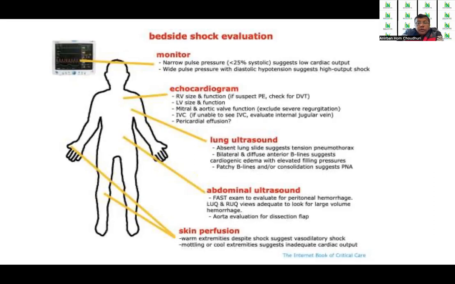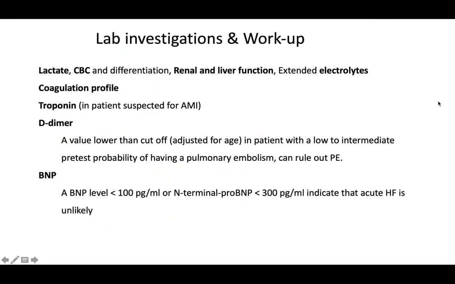So if you see, we have to go for the investigations and workup: lactate, CBC and differential, renal and liver functions. Extended electrolytes means not just looking for sodium, potassium, and calcium. We also look for magnesium and phosphorus. Coagulation profile, troponin, particularly if patients are suspected of having AMI. The D-dimer value lower than the cutoff for age in patients with a low to intermediate pretest probability of having a pulmonary embolism can rule out PE. So in suspects with pulmonary embolism, D-dimer value has importance.